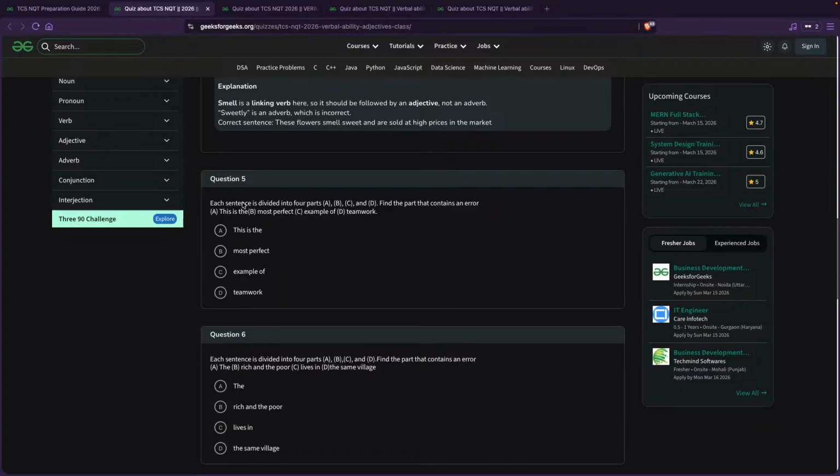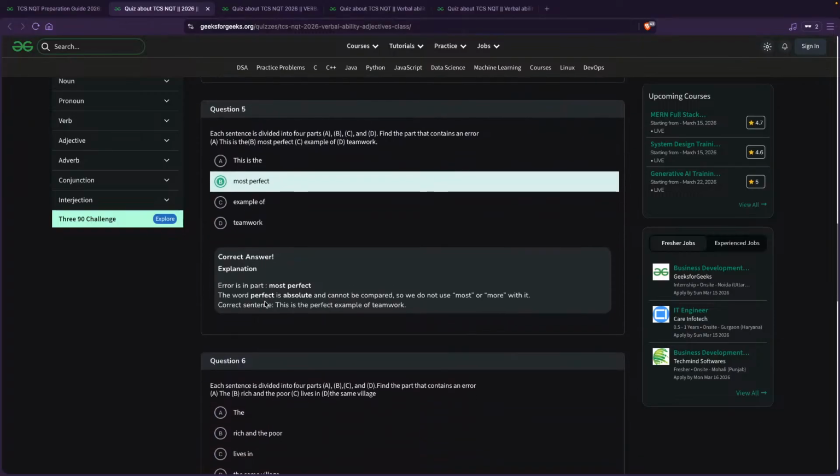This is the most perfect example of teamwork. Most perfect, most imperfect does not come together. The word perfect is absolute and cannot be compared, so we do not use most.